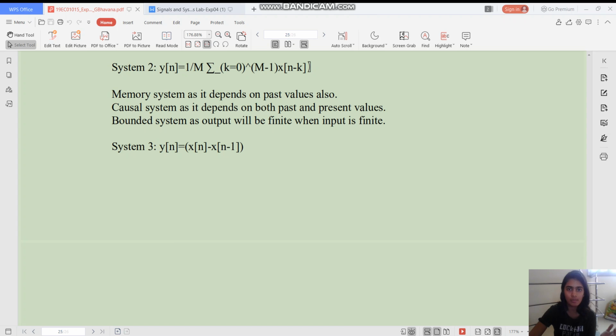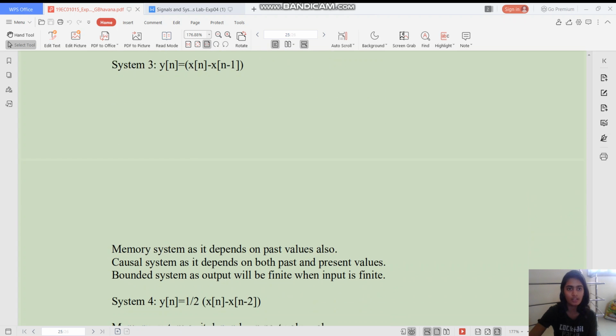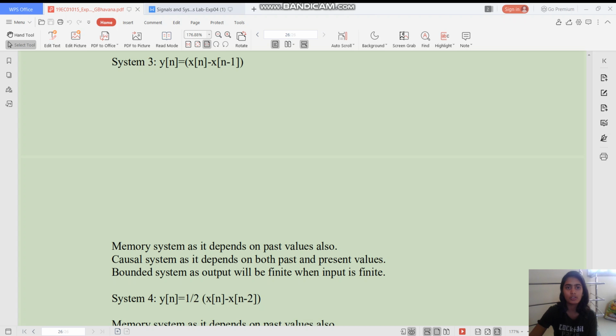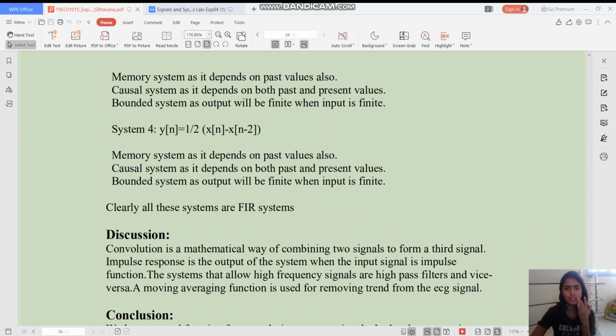And the second one is also a memory system and causal system in similar terms, and it is also bounded because when we bound the input, the output is also bounded. So it is also a stable system. And the third system is also depending on the past values, so it is a memory system. It is a causal system because it is depending on the past and the present input values. And it is bounded because if we bound the input, the output is also bounded. And in a similar manner, the fourth system is also a memory, causal and bounded system.